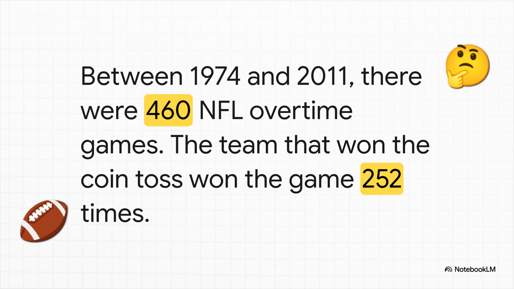Now, what's really important here is that this isn't some small sample size. We're talking about a massive data set, 460 overtime games. And in those games, the team that won the coin toss went on to win the whole thing 252 times. Now, right off the bat, you can see that's more than half. But the big question is, is it enough more to matter, or could that just be a random fluke?